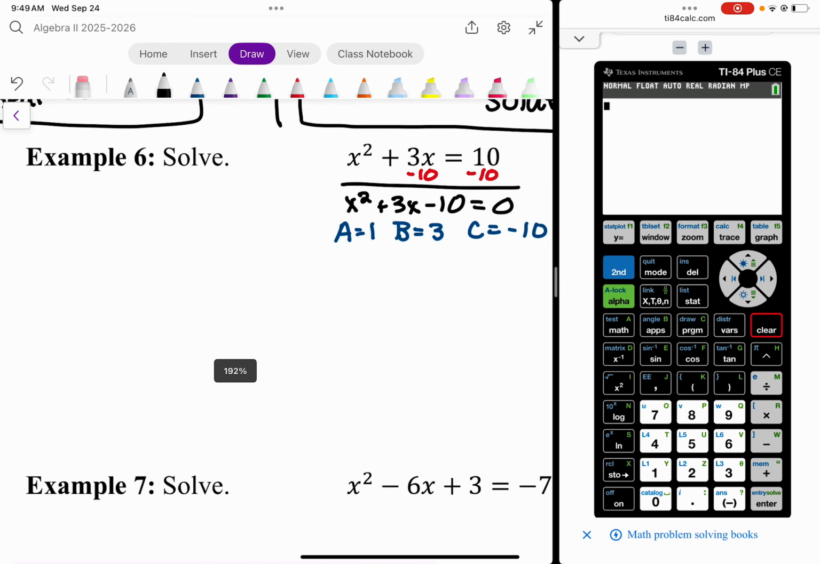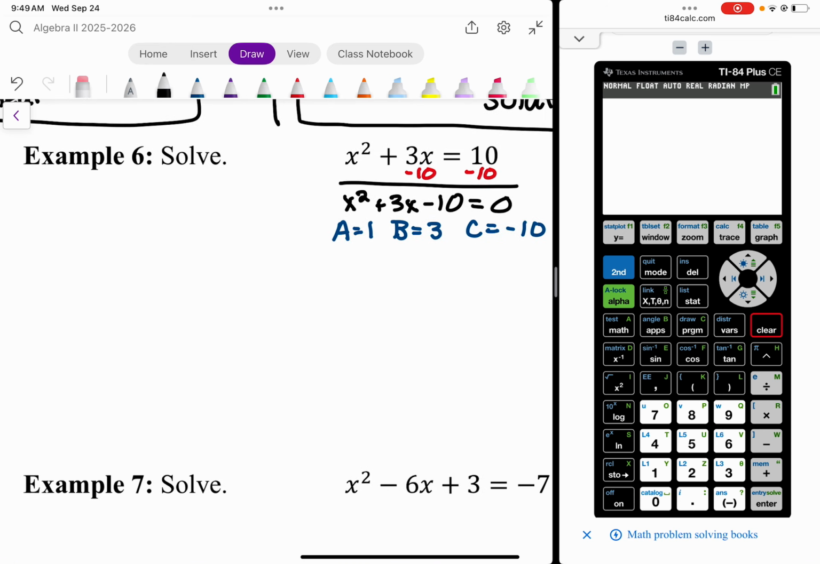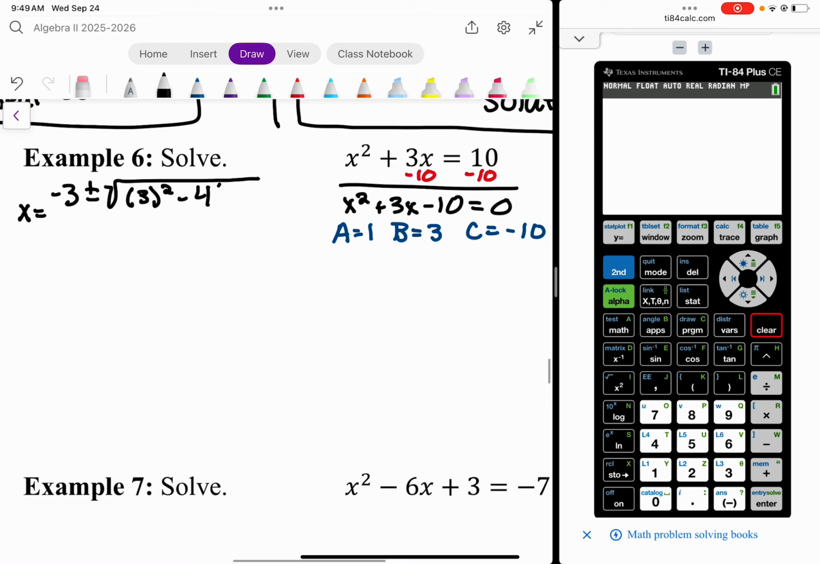Okay, once we know a, b, and c, we plug it into the quadratic formula where we have x equals the opposite of b, so negative 3, plus or minus the square root of b squared, so 3 in parentheses squared, minus 4 times a times c, all over 2 times a.